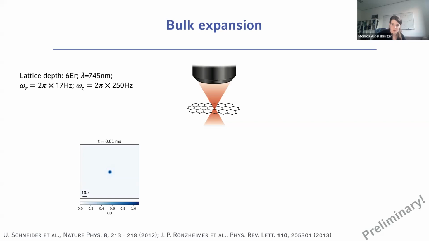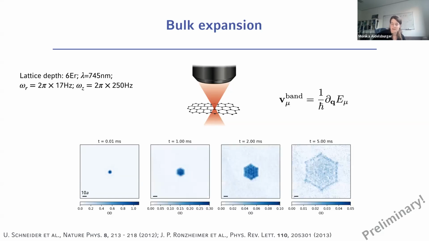So this is how an in situ snapshot of our cloud looks like. It's just one blob in the center of our lattice. And then as we let it expand, you see this nice, beautiful hexagon that emerges. And why is that? Well, it's because we have localized this BEC, so actually all the quasi-momentum states within the band are occupied. And the velocity with which the particles expand is given by the band velocity, or the derivative of this dispersion relation. And if you just go ahead and compute these band velocities, this is how you see why this hexagon emerges if you let the particles expand from this tiny dimple trap.